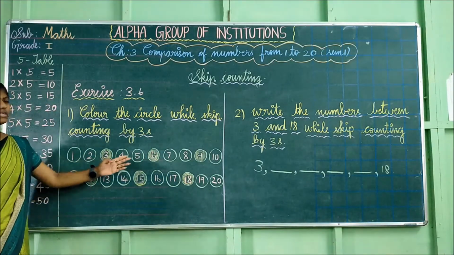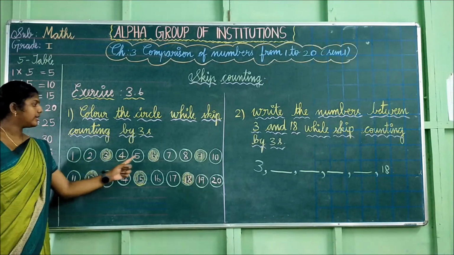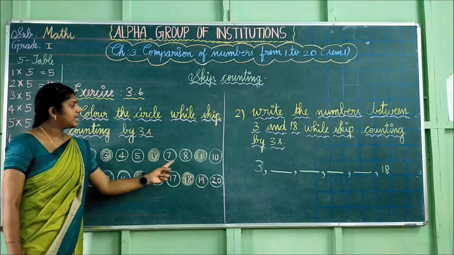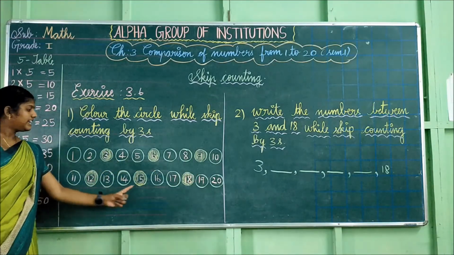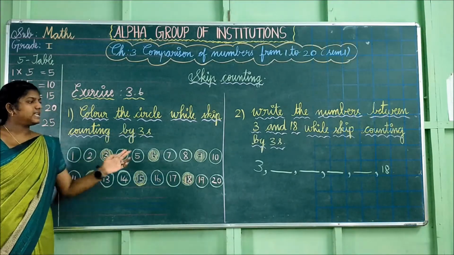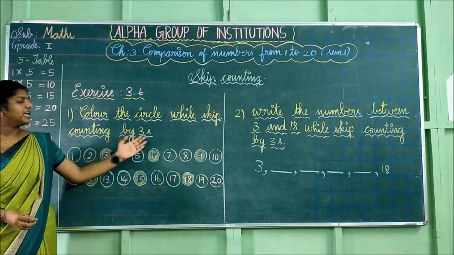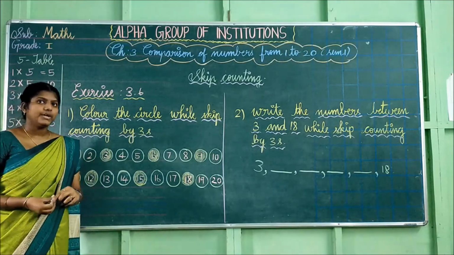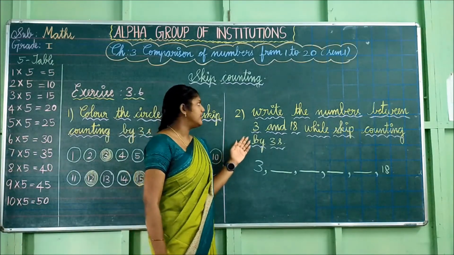So what are the numbers we got by coloring threes? Number 3, number 6, number 9, number 12, number 15 and number 18. These are the numbers we got by skip counting threes. Do you understand, children? Okay, let's look at the second one.